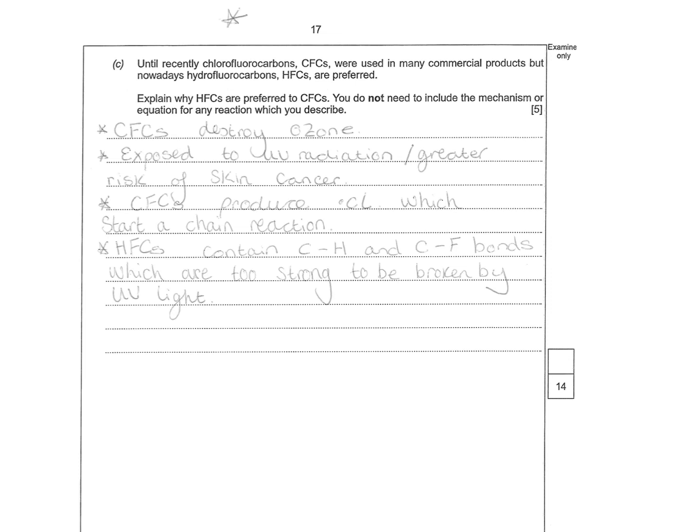Explain why HFCs are preferred to CFCs. Okay, you do not need to include a mechanism. If they ask you to include a mechanism, you're looking at the free radical substitution mechanisms with initiation, propagation and termination. Okay, CFCs destroy the ozone layer. Exposed to UV radiation, greater risk of skin cancer. Okay, because of the UV radiation, the carbon-chlorine bond in this forms the free radicals that we know about, so then they can attack the ozone layer.